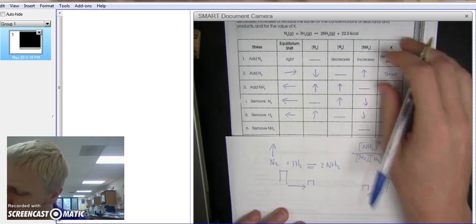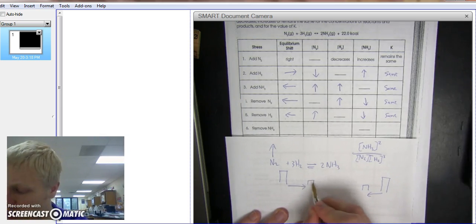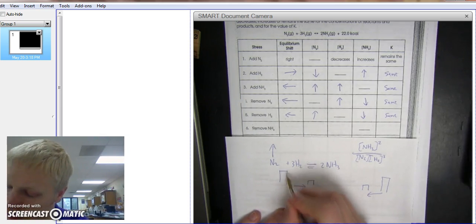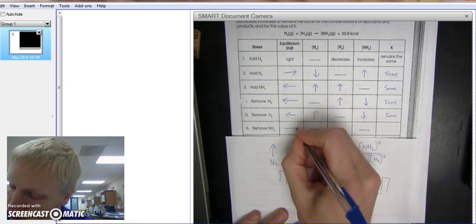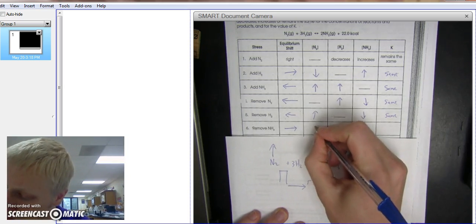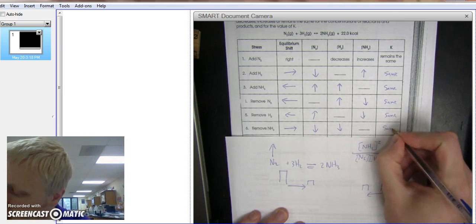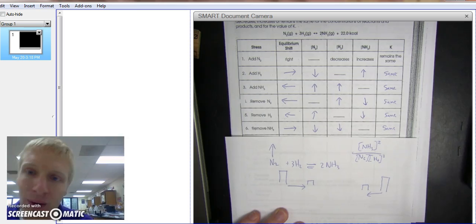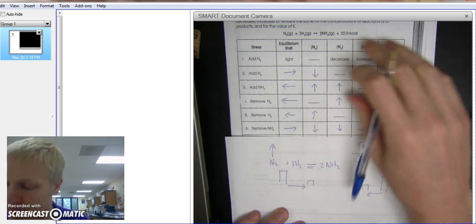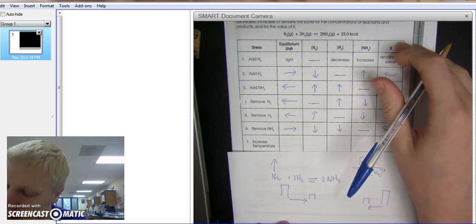Removing NH3, so that's going to look like this picture. We're getting less NH3, so we have more reactants. It's going to shift to the right, which means our N2 is going to decrease, our H2 is going to decrease, and our K is going to remain the same because we're just talking about adding or removing, which is just changing the concentration. It doesn't affect Kc.